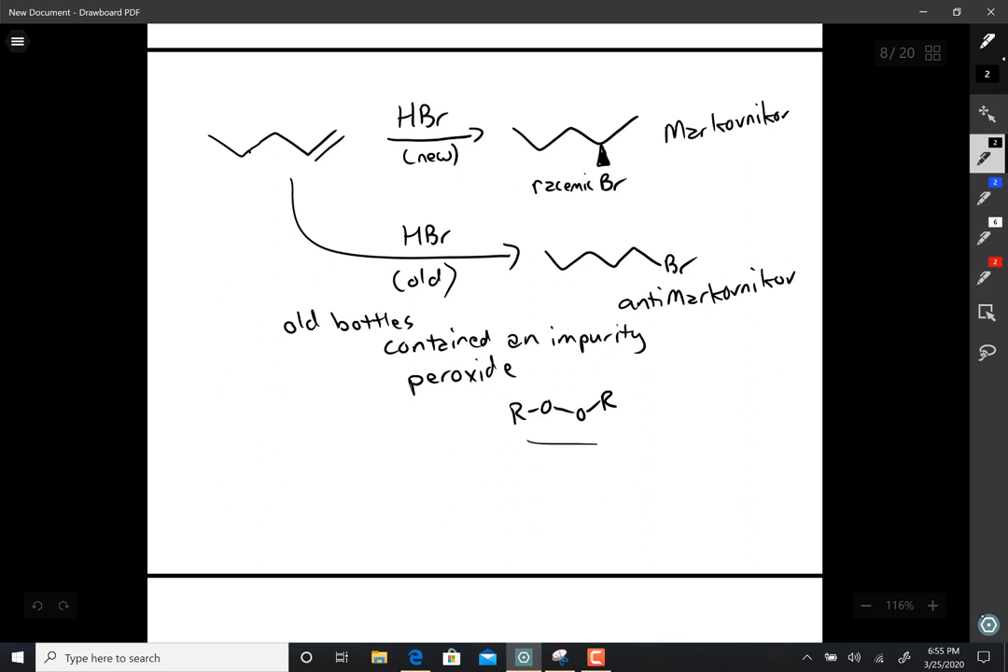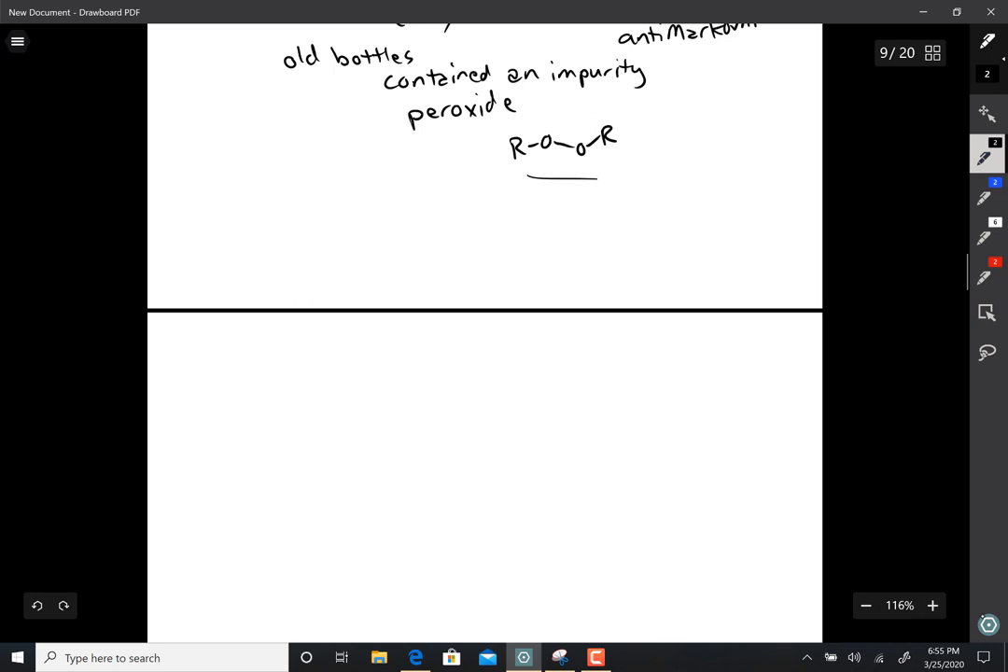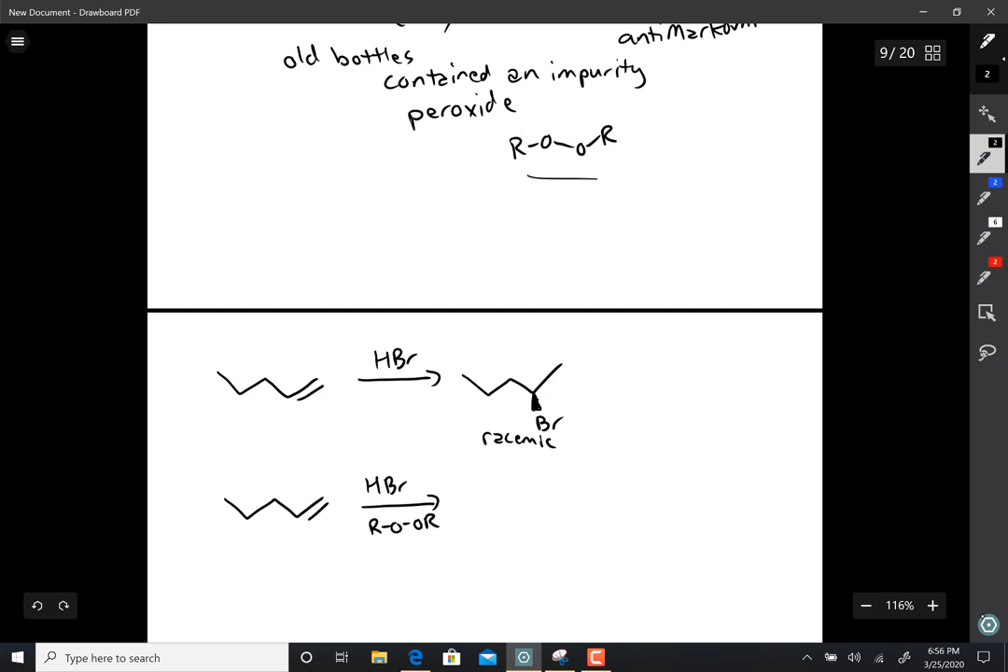So, the mechanism. Well, first of all, for the purposes of this class, we'll assume that all the bottles of HBr that we're going to be using are either new or they have some sort of stabilizer that gets rid of the peroxides. So assume that regular bottles of HBr give Markovnikov addition. If you want, you can use HBr to give you anti-Markovnikov. You just have to add in a little bit of peroxide. And you really don't need much. It can be catalytic or not. You just need the slightest amount.